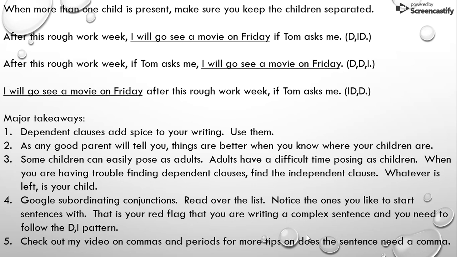As any good parent will tell you, things are much better when you know where your children are. And you're going to have to know where your children are so that you know whether you need to use a comma or whether you're going to be okay without one.